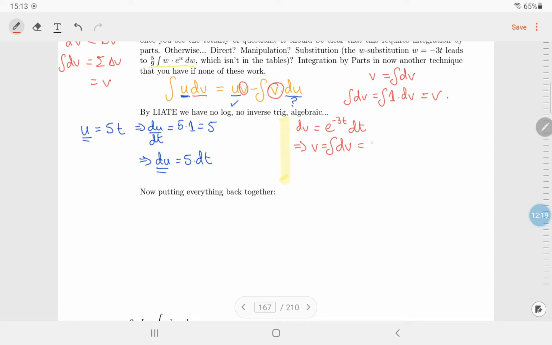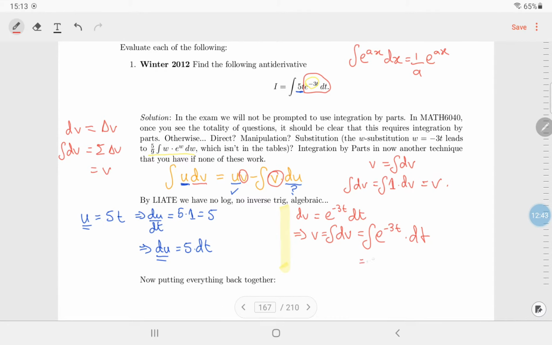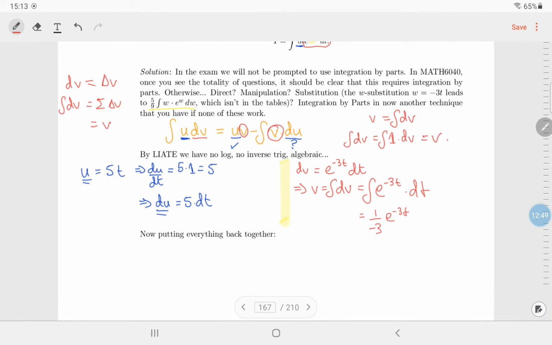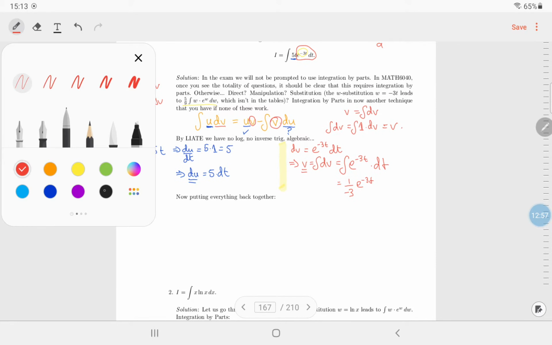So yeah, the antiderivative of dv is the antiderivative of e to the minus 3t dt. At this point, you need to go into your tables, and we'll go up here. If you go into your tables, you see that the antiderivative of e to the ax dx is 1 over a e to the ax. And so we can use that down here. We get 1 over minus 3, which is minus a third, e to the minus 3t. And so what we have, therefore, is v. So now we have everything for this antiderivative.